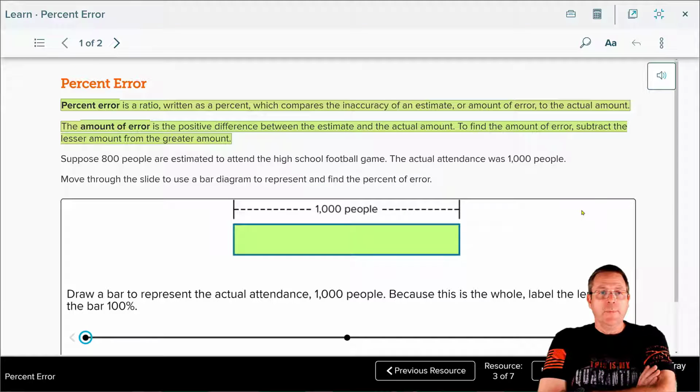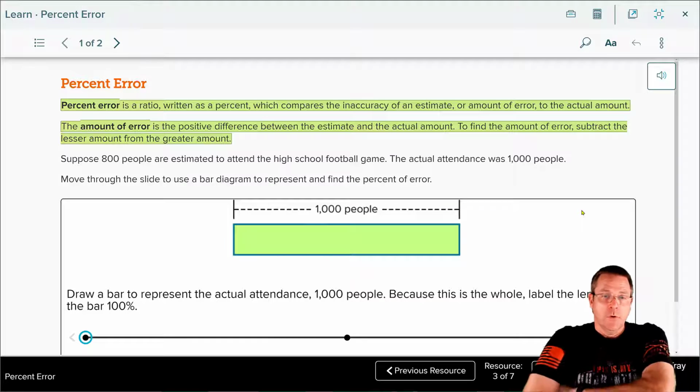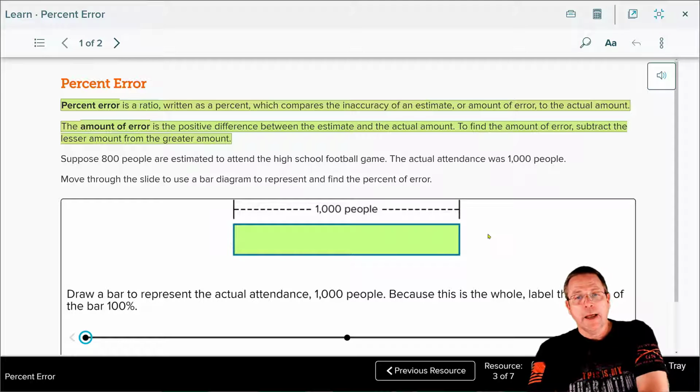Suppose 800 people are estimated to attend the high school football game. The actual attendance was 1,000 people. We're going to move through the slide of the bar diagram to represent and find the percent error. On the bar diagram, the entire bar is the whole group of folks that showed up. 1,000 people actually showed up. That's 100% of the attendance.